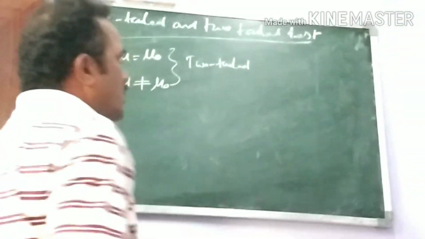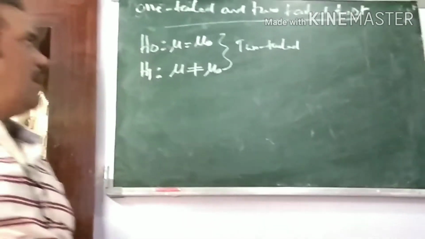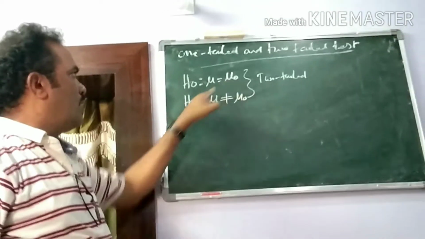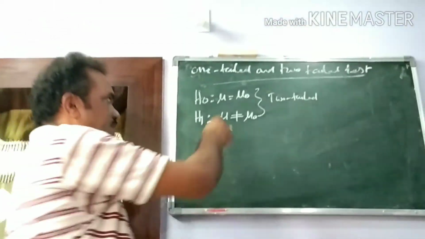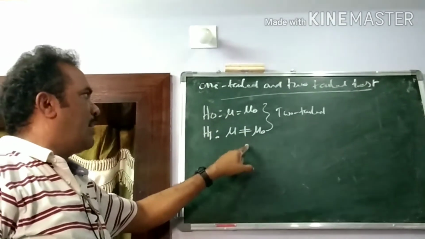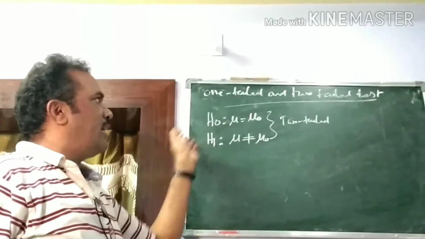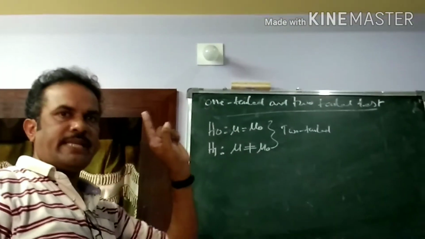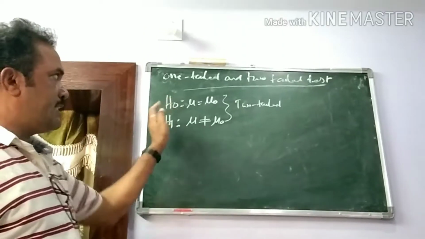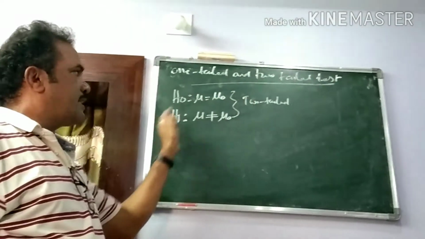Two-tailed alternative. For any statistical hypothesis, the null hypothesis H naught: mu equal to mu naught, H1: mu not equal to mu naught. This is an example for only a single parameter. We will discuss the different parameters also for the one-tailed and two-tailed test. Just I considered the single parameter, population mean. Any statistical hypothesis where the alternate hypothesis is two-tailed is called a two-tailed test.